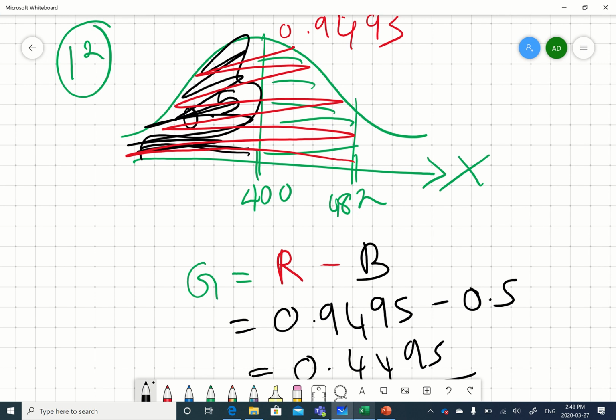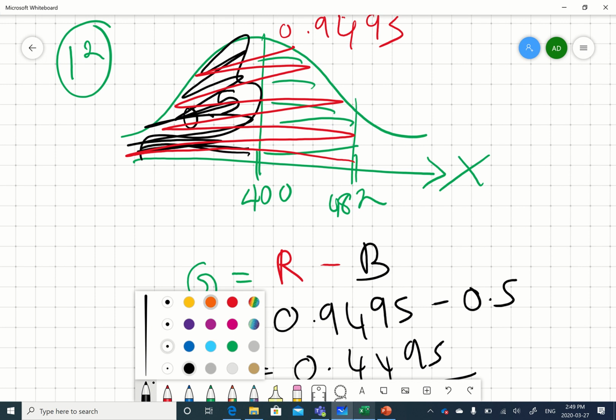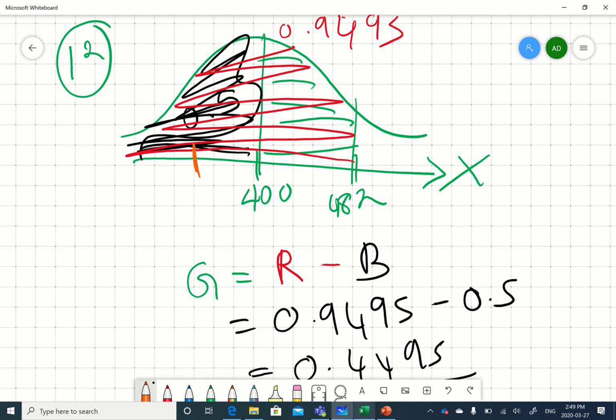So you can pick any two. Just take the same question, pick any two different numbers, and then read it from the graph. So read it from Megastat. As a practice, try to figure out what is the area in between 395 to 410.